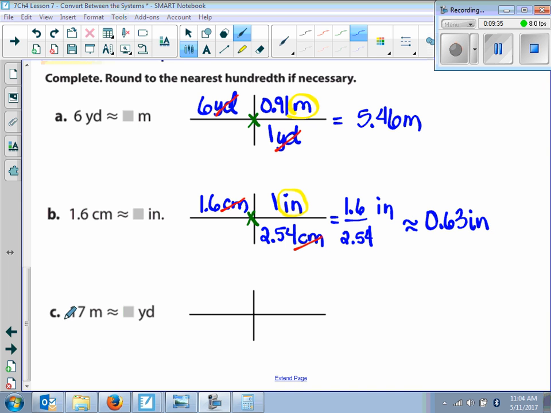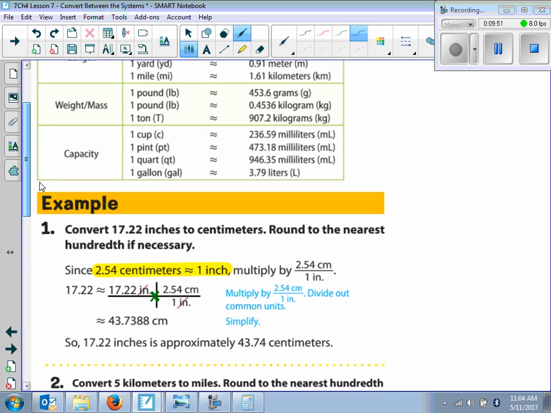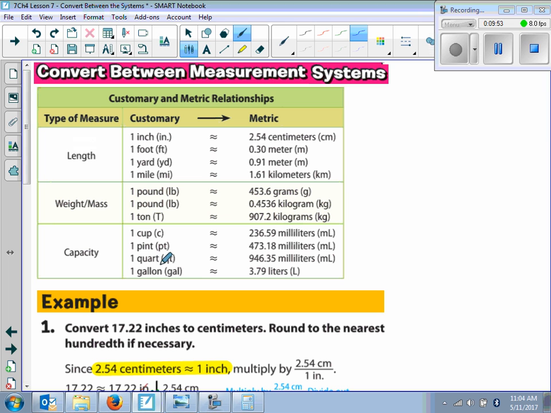All right, letter C, we're doing 17 meters to yards. So again, we've got 17 meters. That goes in the starting block, and you can put this over 1. All of these you can put over 1 if you want, right? And then we're going from meters to yards. So meters to yards, where's meters to yards? 1 yard equals 0.91. Very good. So 1 yard equals 0.91 meters.